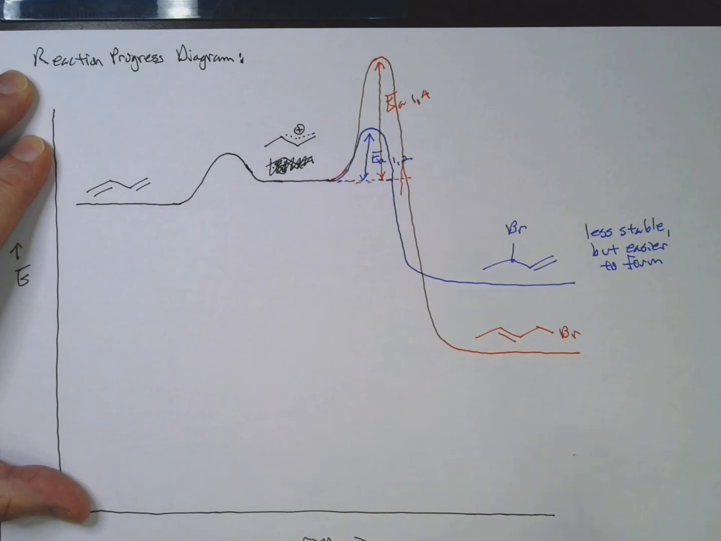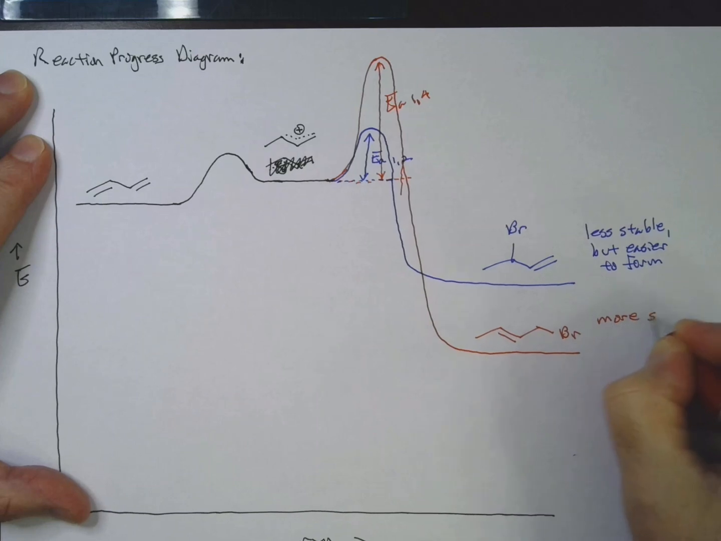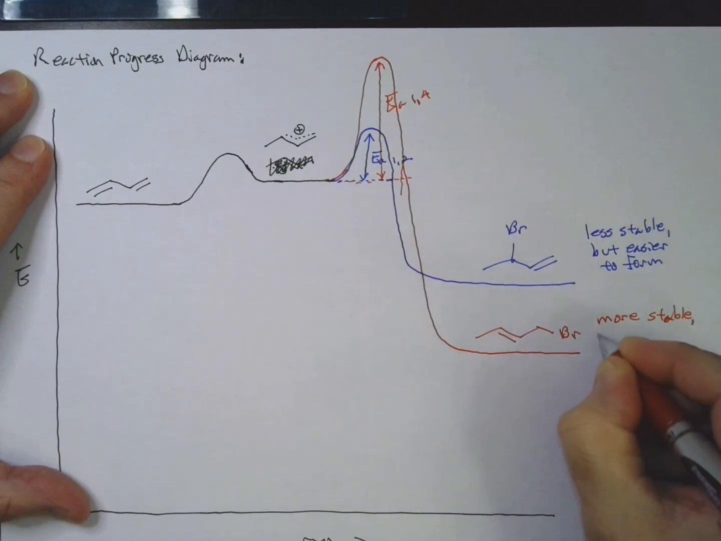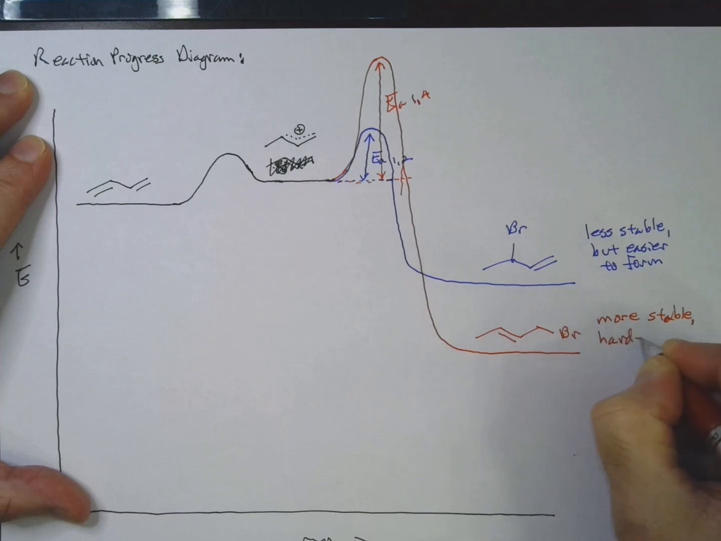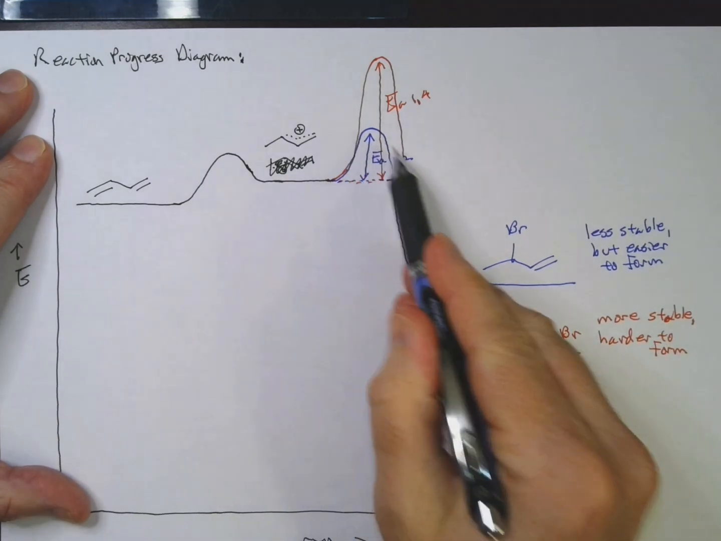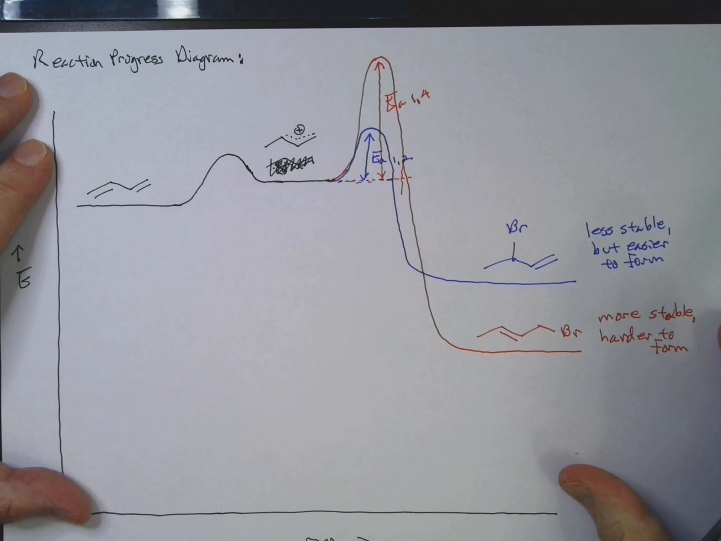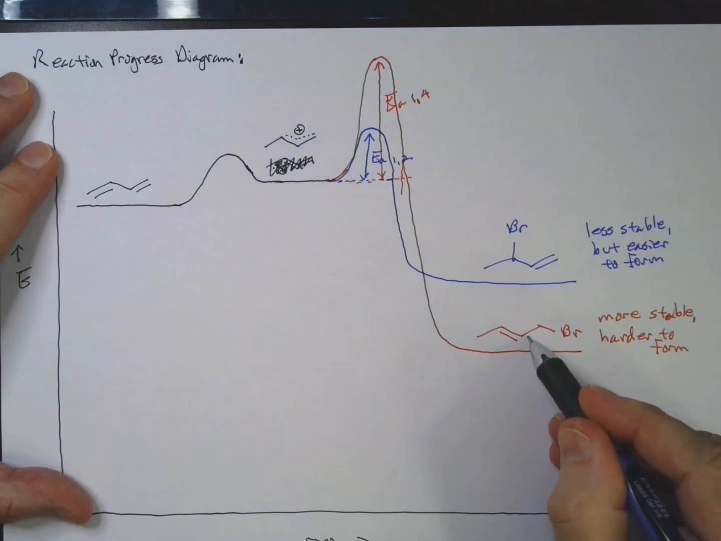And then on the other hand here, we have more stable, and I'll just say harder to form. Technically, we would say that easier to form is lower activation energy. Harder to form is higher activation energy. And so why is this guy more stable?